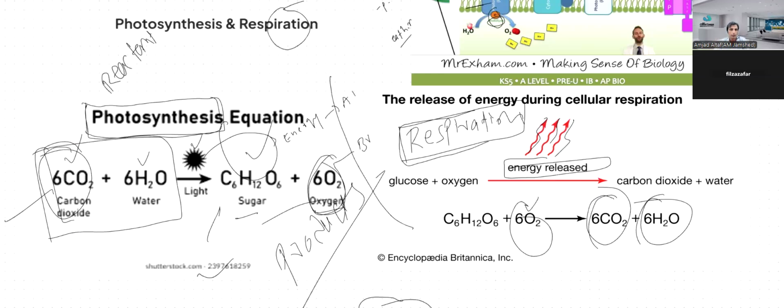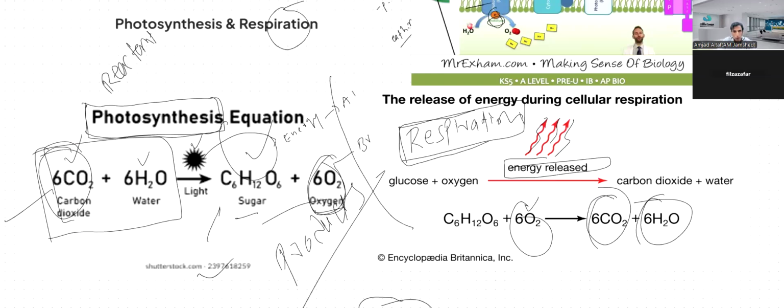ATP. Getting it? The same process of respiration is also going on in plants. This respiration process is for the sole purpose of releasing energy, the energy which is stored in the glucose during the process of photosynthesis, right? Great. So this is the difference between photosynthesis and respiration.